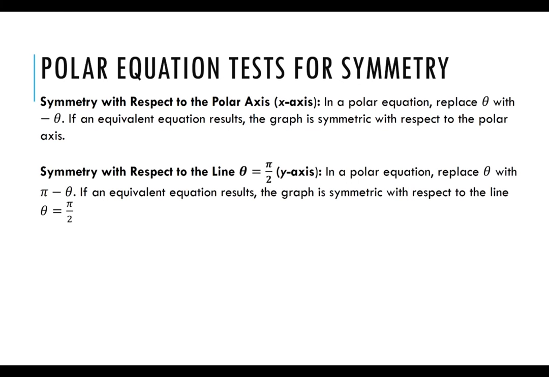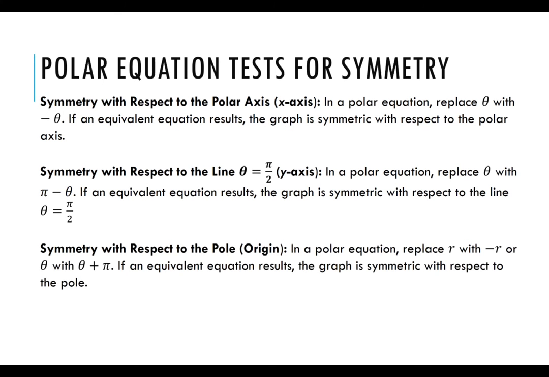Well then, if we want to test symmetry with respect to the line theta equals pi halves, that's y-axis symmetry, then in a polar equation we're going to replace theta with pi minus theta. If an equivalent equation results, then the graph is symmetric with respect to the line theta equals pi halves. And then to test symmetry with respect to the pole, or that is the origin symmetry, in a polar equation we're going to replace r with negative r, or replace theta with theta plus pi. If we get an equivalent equation, the graph is then symmetric with respect to the pole.